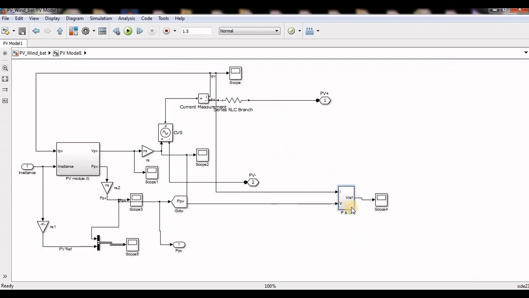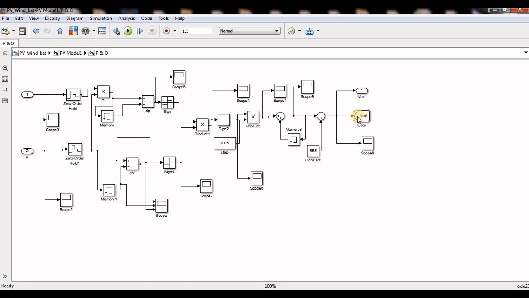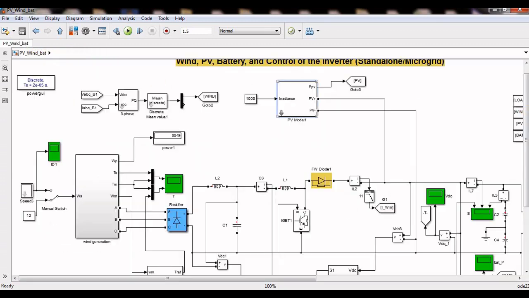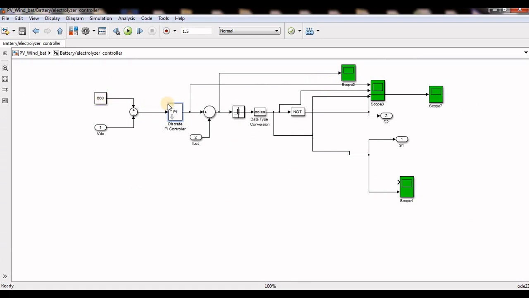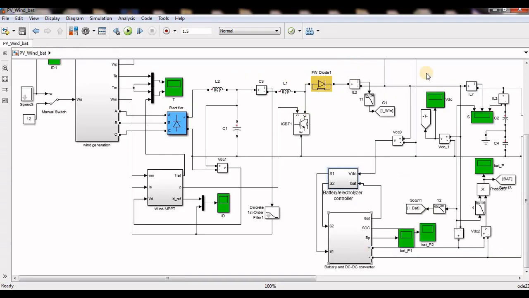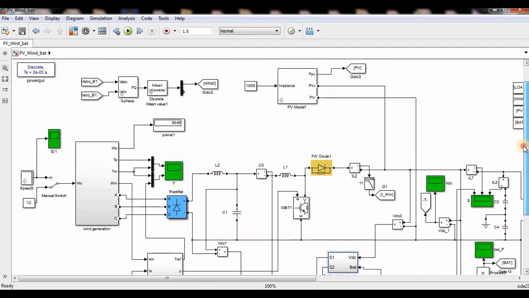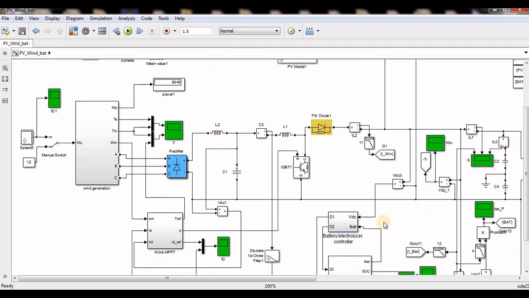So in that case, this V reference signal from the P and O algorithm will be the reference voltage signal of your bidirectional DC-DC converter of the battery. So your PV voltage can be regulated at your V reference. Then it will work as an MPPT converter for the PV system. But this is the simple model I am explaining.